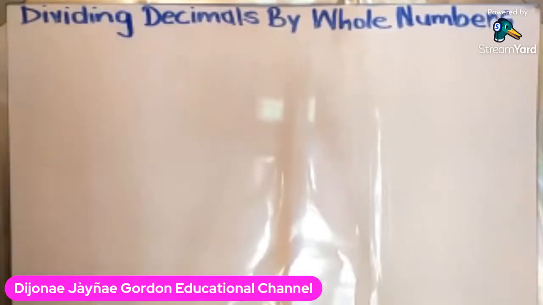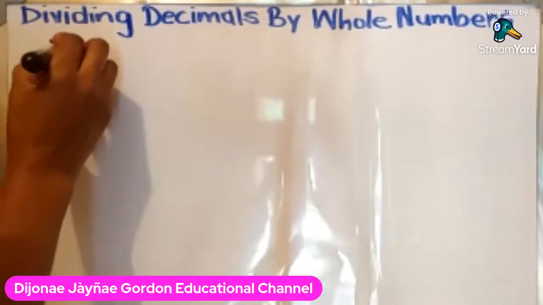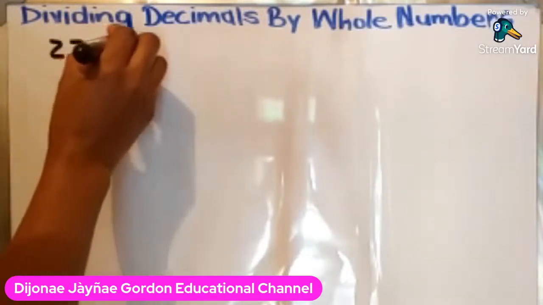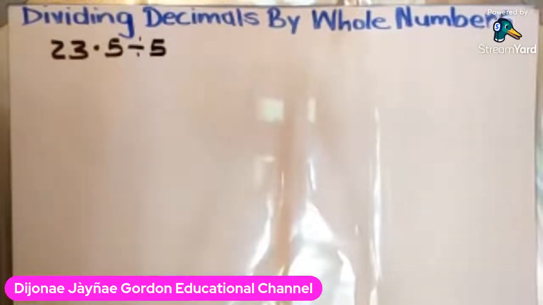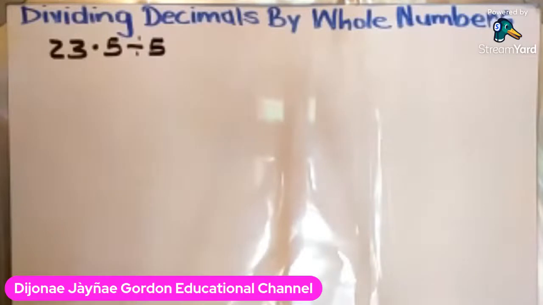In today's lesson, we are going to be doing some division. And of course, we're going to be dividing decimals by whole numbers. Are you ready to begin this lesson? All right. We're not going to waste any time. We are going to go right ahead. The first problem we have here is 23.5 divided by 5. That's the first problem we are going to be working.